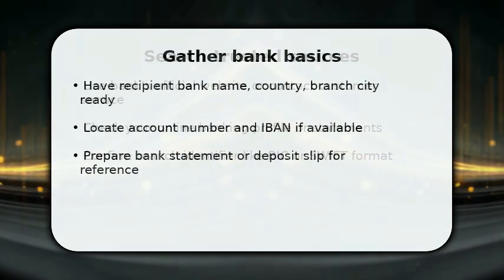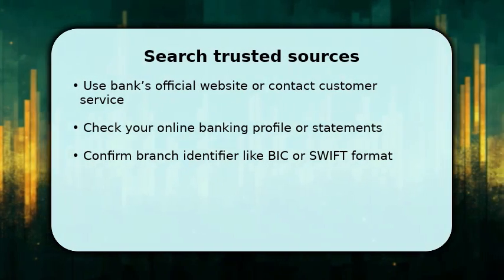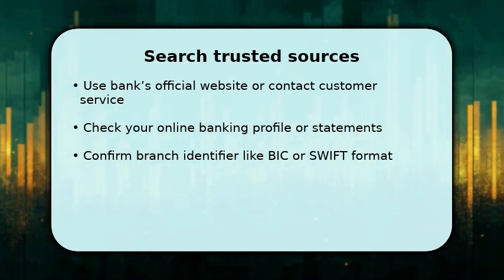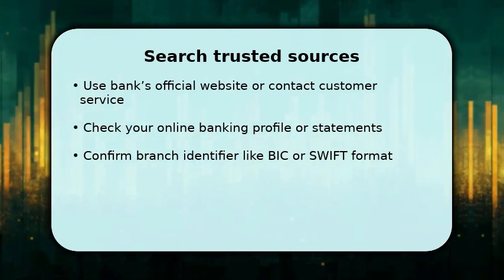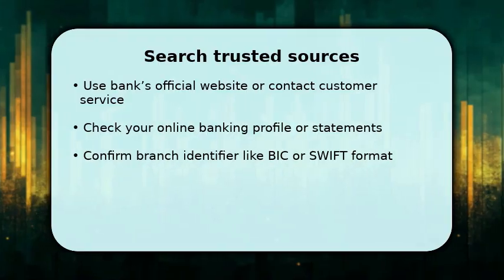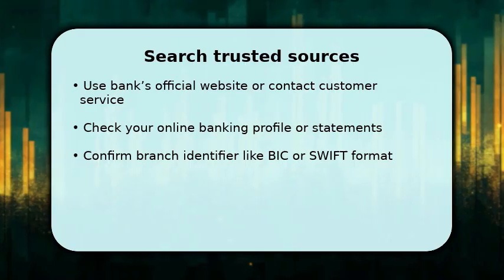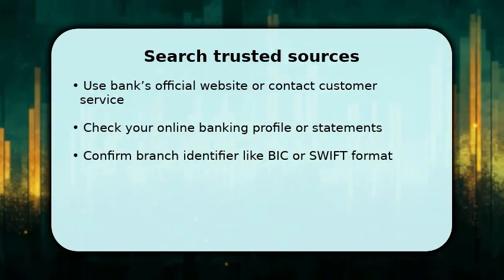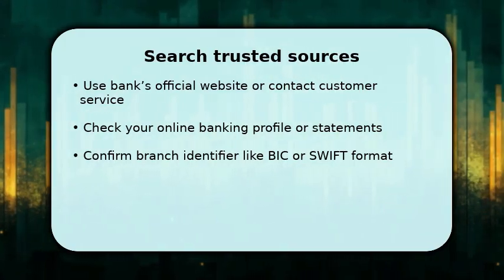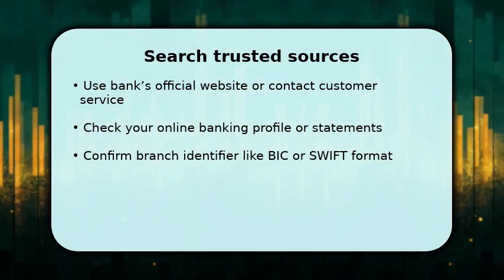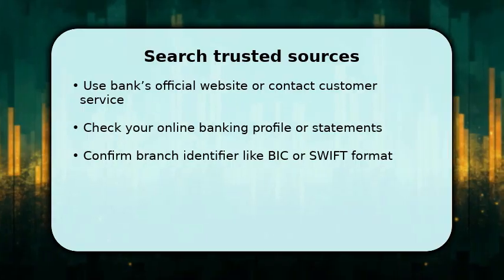Next, use trusted sources to locate the SWIFT code precisely. Go to the bank's official website and look for international payments or contact customer service directly. Tell them the branch city to narrow results. You can also check your online banking profile or a recent statement where the SWIFT/BIC sometimes appears. Once you find a candidate, verify it matches the expected SWIFT format, 8 or 11 characters.